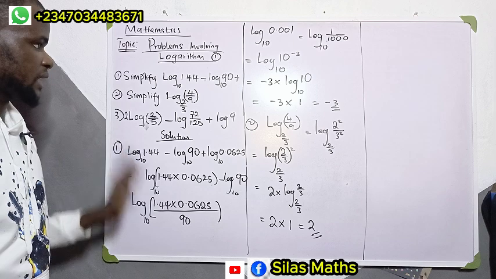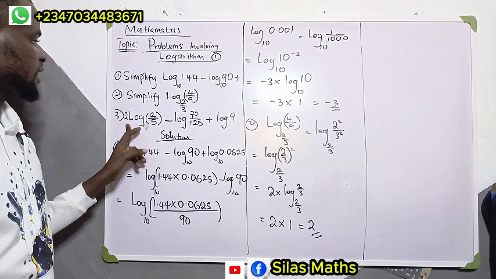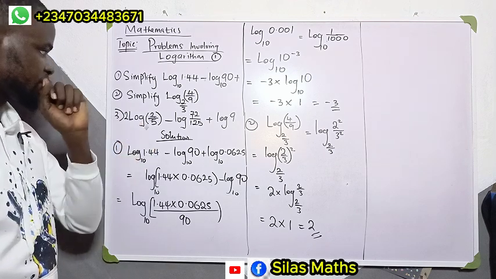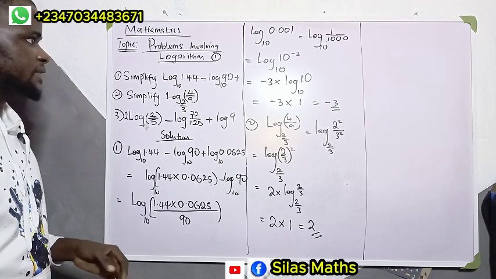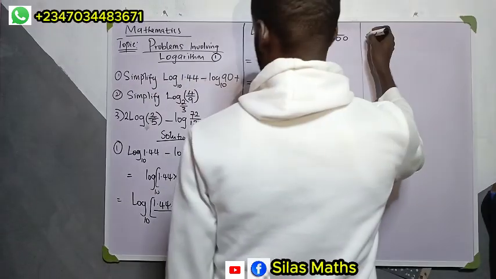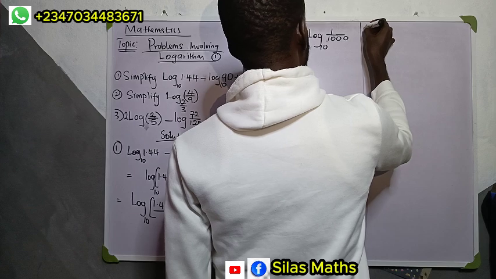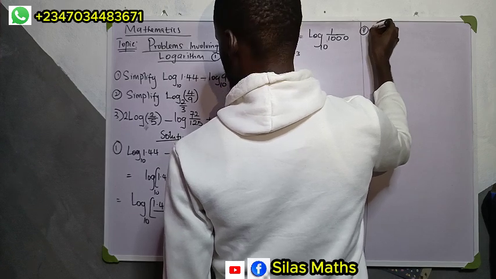All right, let's jump over to the last one. The last question says we should simplify this. So how do we go about that? So let me write it here. I have number 3.